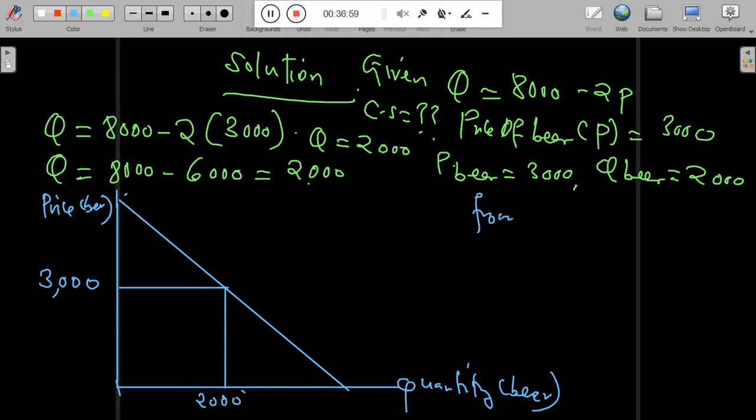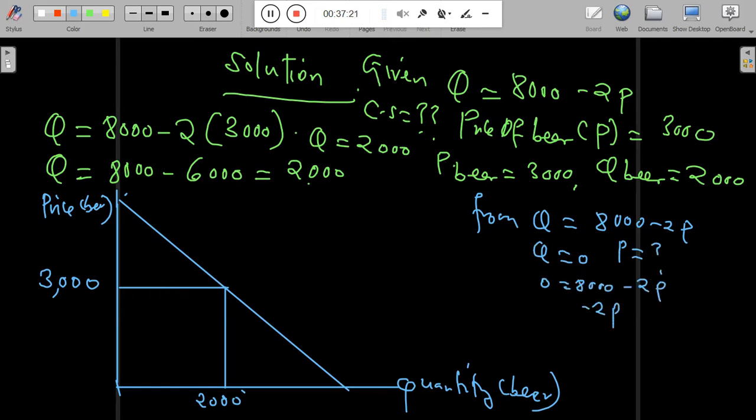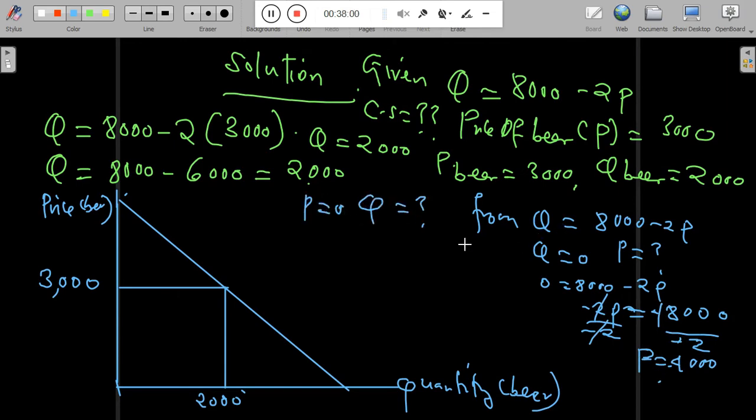So the intercepts are obtained by equating Q is equal to 8,000 minus 2p. We set Q equal to 0 and solve for p. So 0 is equal to 8,000 minus 2p. We move terms, giving negative 2p equals negative 8,000, and divide by negative 2 on both sides. This gives p equal to 4,000, as you can observe.